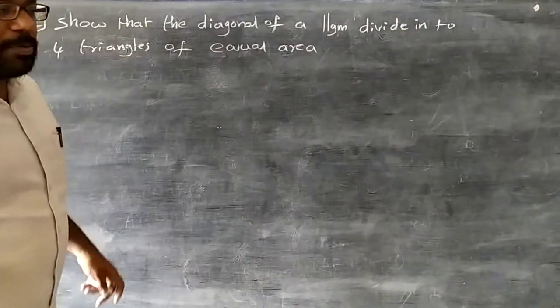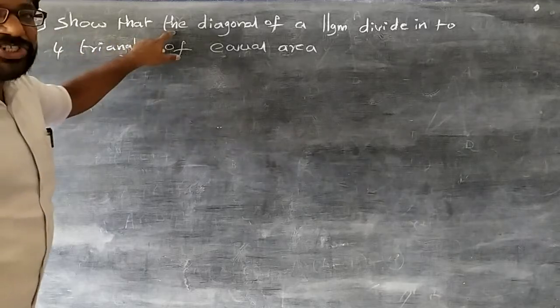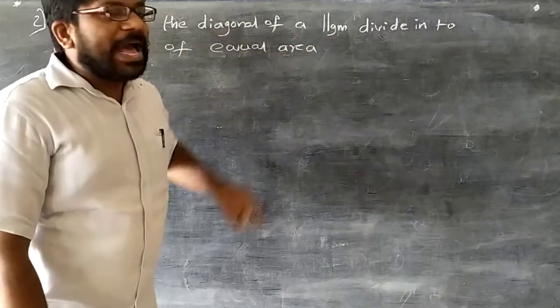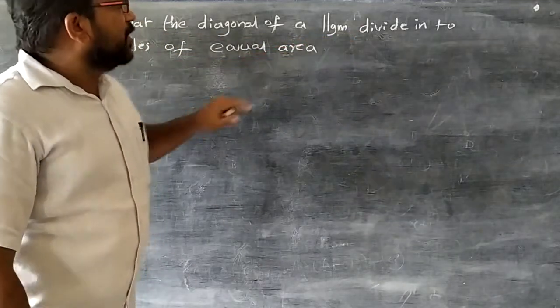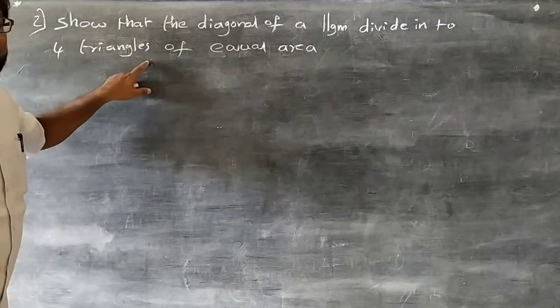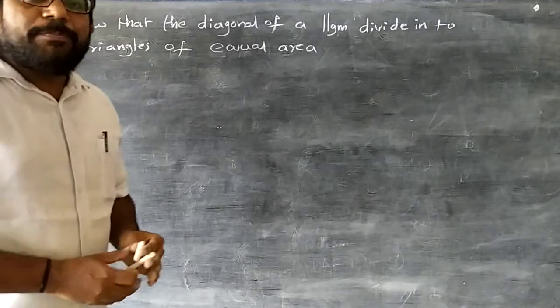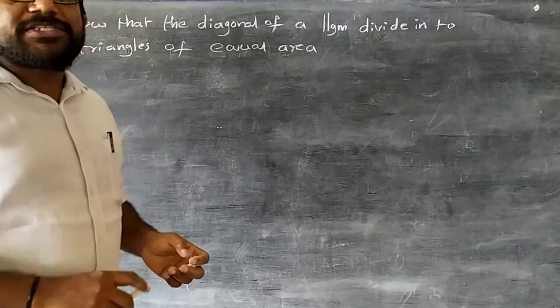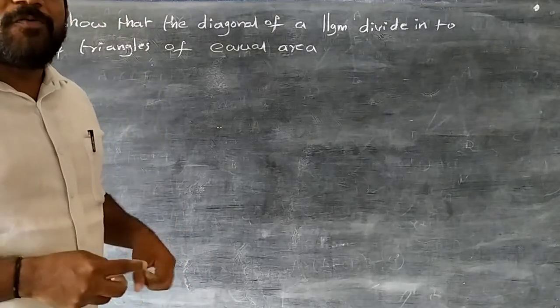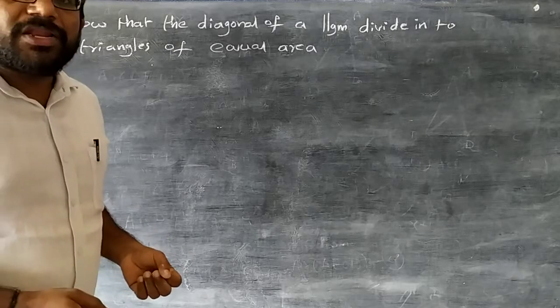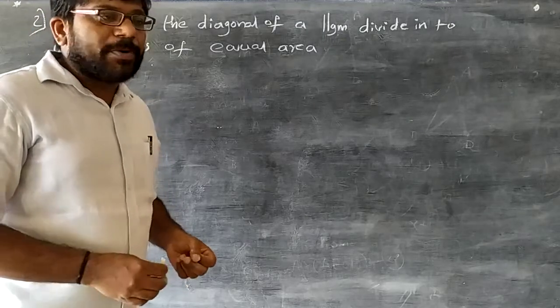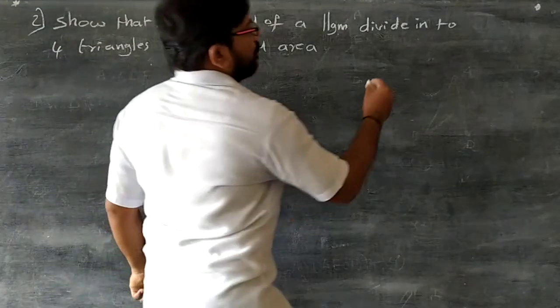Yes, go for second problem. Show that the diagonals of a parallelogram divide it into four triangles of equal area, right? So in a parallelogram, the two diagonals divide the parallelogram into four triangles which are of equal area. That is the problem. Observe carefully.